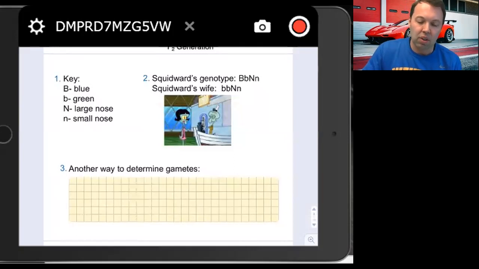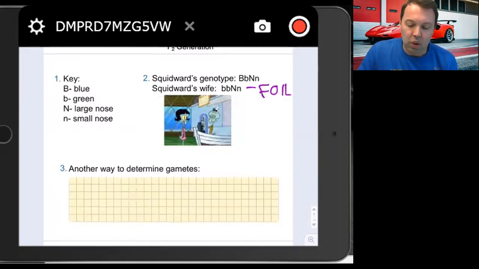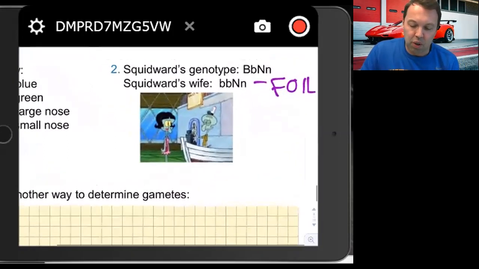So you could go ahead and do the FOIL method here. I'm going to do it for Squidward's wife. How about, should we do FOIL for his wife? For Squidward himself, it should be similar to what we just did. And so I don't think there's any tricks there.